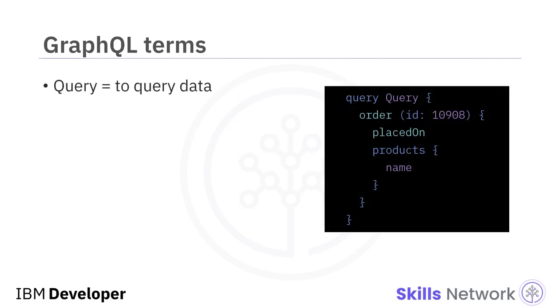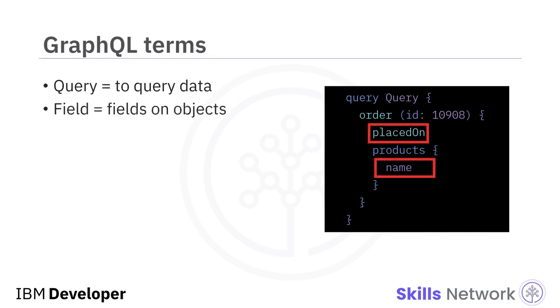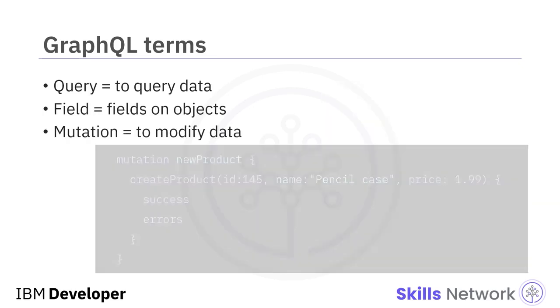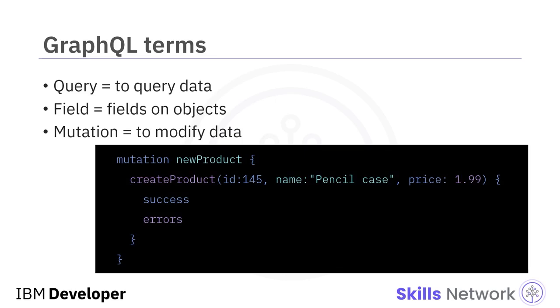A query is used for querying your data, more like a GET request in a RESTful API. At its simplest, GraphQL makes requests for specific fields on objects. A mutation is used for manipulating and modifying your data, and every field in the mutation type can be thought of as a post, put, or delete request in a RESTful API.